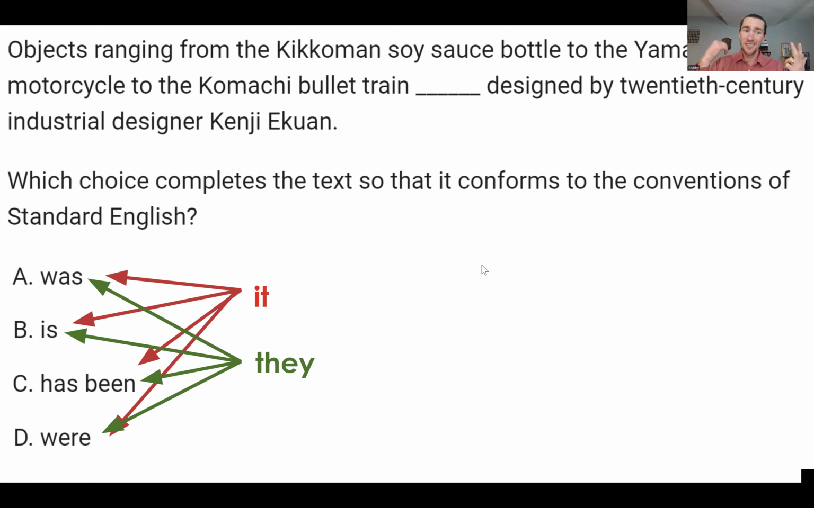Versus they was, does not work. They is, does not work. They has been, does not work. They were, does work. It works with 3. They works with the remaining choice. Therefore, the one that works with 1 is the right answer. Let's try another example.